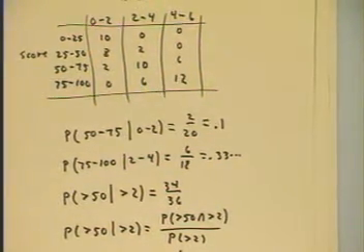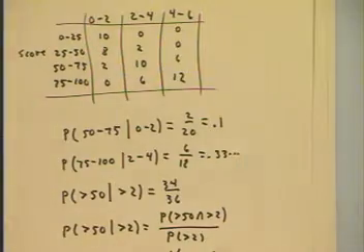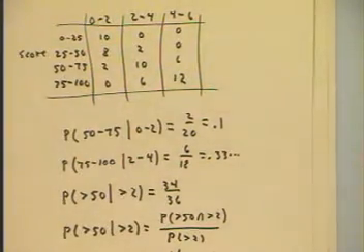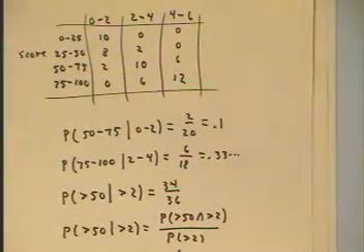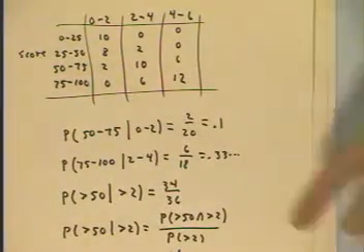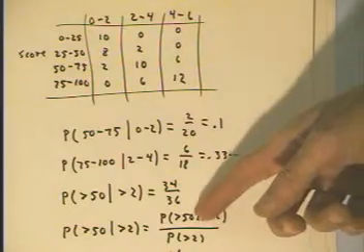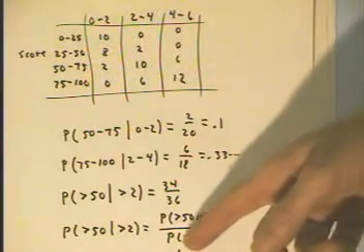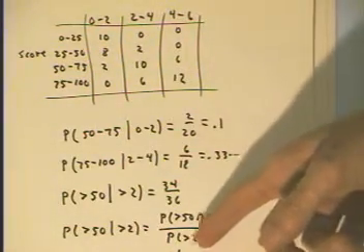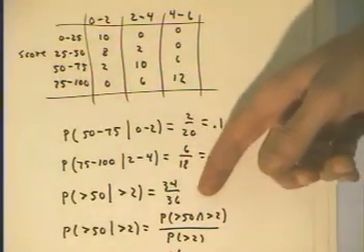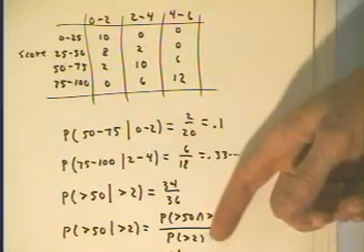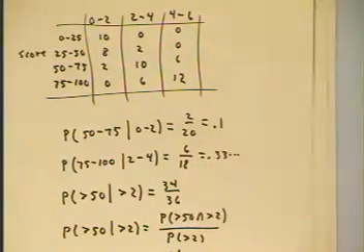What's the probability of making greater than 50? Well, sorry, I'm asking as if it's a new question. Another way of looking at that probability is it's the probability of making more than 50 and studying more than 2 hours, divided by the probability of studying more than 2 hours.